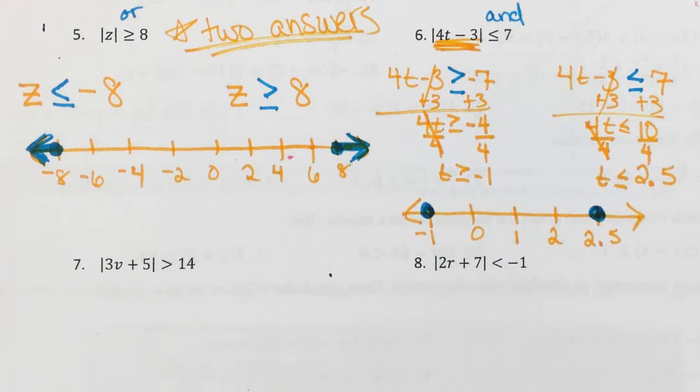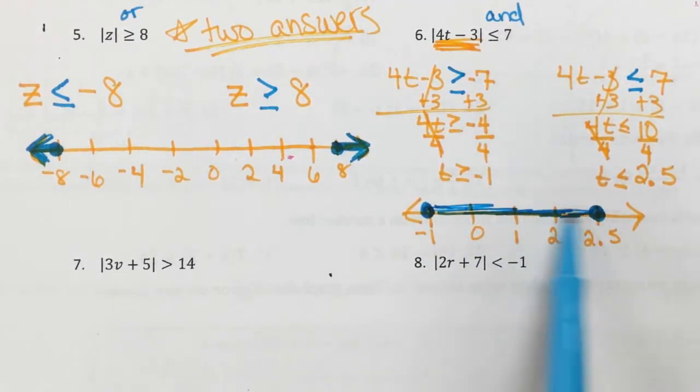And this was an and problem. Where do and problems shade? Together. So you just shade it together. There you go. Y'all good? Alright. Put it away.